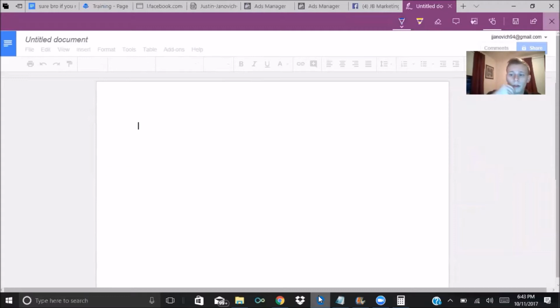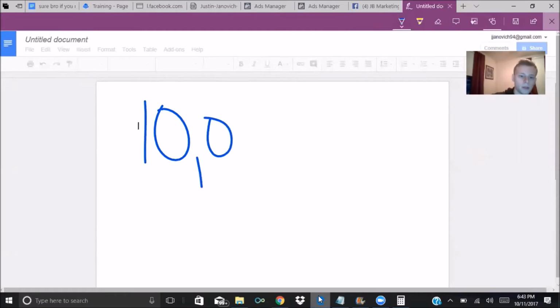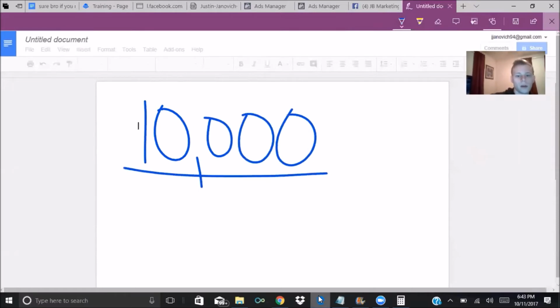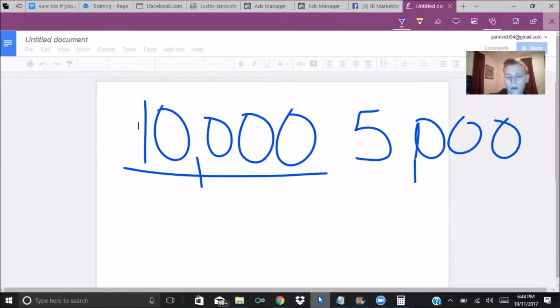Typically, right now we're not spending any ad dollars. We're barely spending anything, and we're getting about 10,000 comments per day. 10,000 comments per day will equal about 5,000 leads. Now, out of 5,000, you do the numbers, guys.